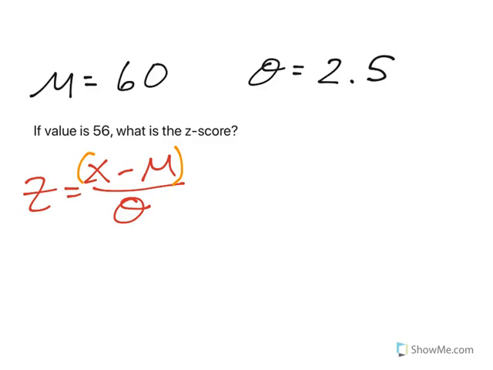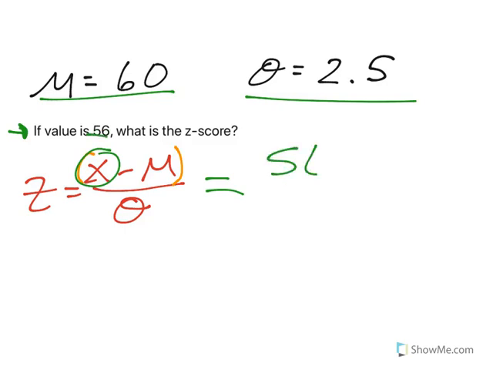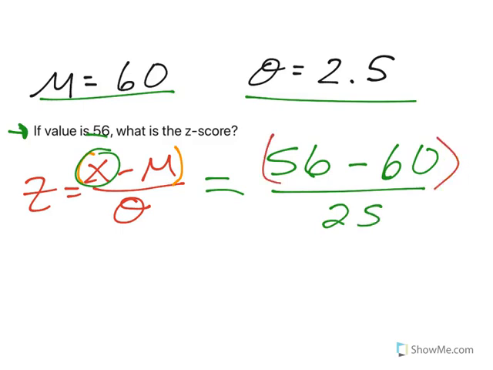So you can see in this particular problem that we've outlined, the mean is 60, the standard deviation is 2.5. So if we have a data point of 56, what is the z-score? So using this formula, we're always going to start with our data point. Well, our data point is 56 minus the mean of 60 over the standard deviation of 2.5. Now think about this. If your mean is 60 and your data point is 56, your data point is below the mean. So you know your z-score is going to be negative.